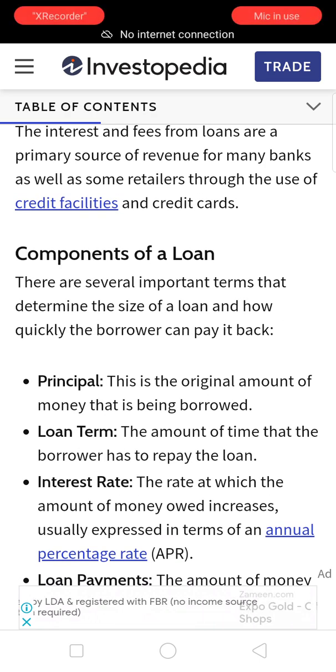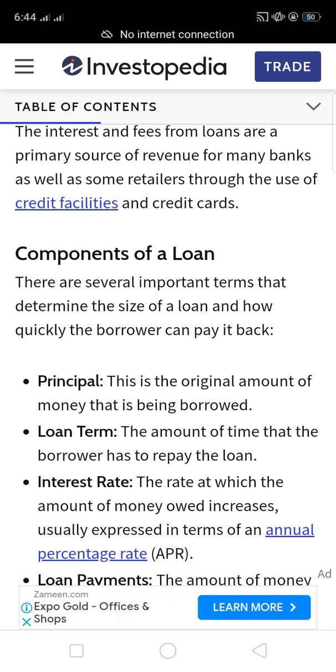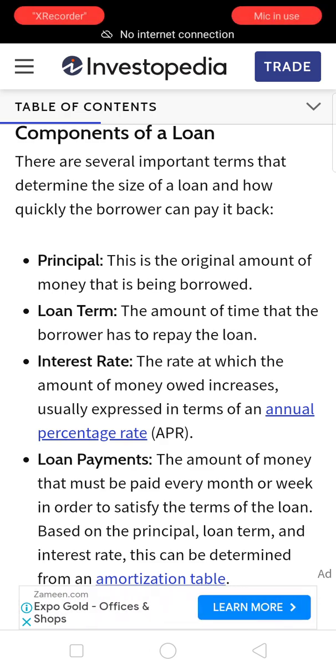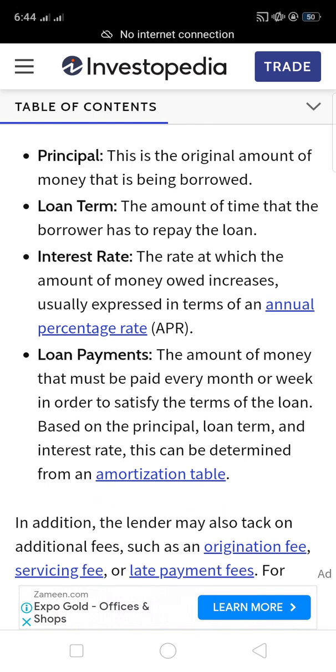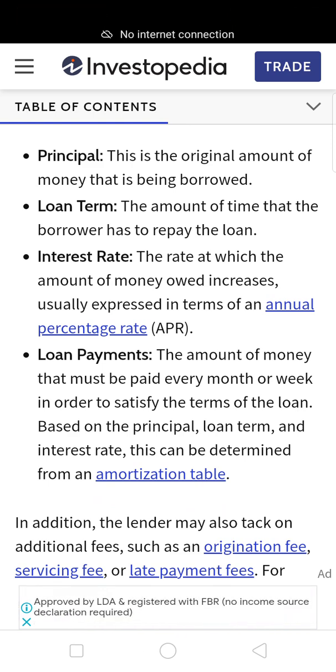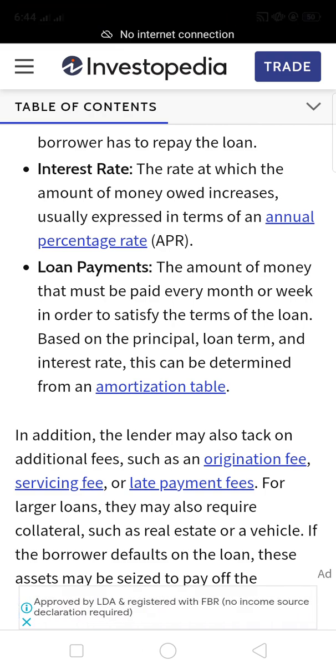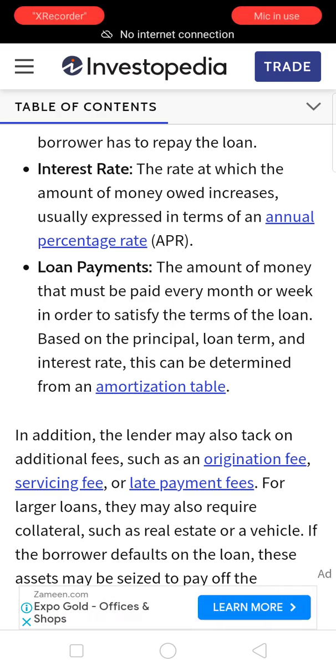Components of a loan. There are several important terms that determine the size of a loan and how quickly the borrower can pay it back. First, principal. This is the original amount of money that is being borrowed. Second, loan term. The amount of time that the borrower has to repay the loan. Third, interest rate. The rate at which the amount of money grows, usually expressed in terms of an annual percentage rate (APR). Fourth, loan repayments. The amount of money that must be paid every month or week in order to satisfy the terms of the loan, based on the principal, loan terms, and interest rate. This can be determined from an amortization table.